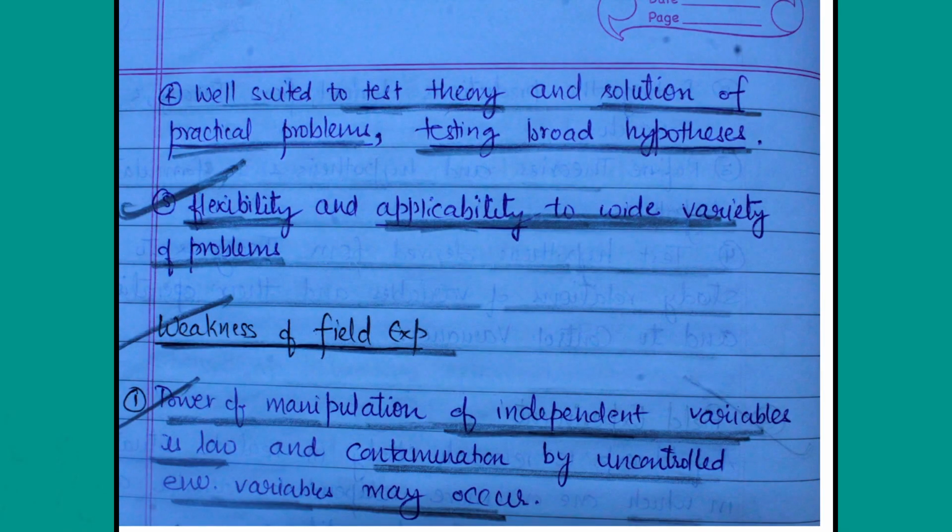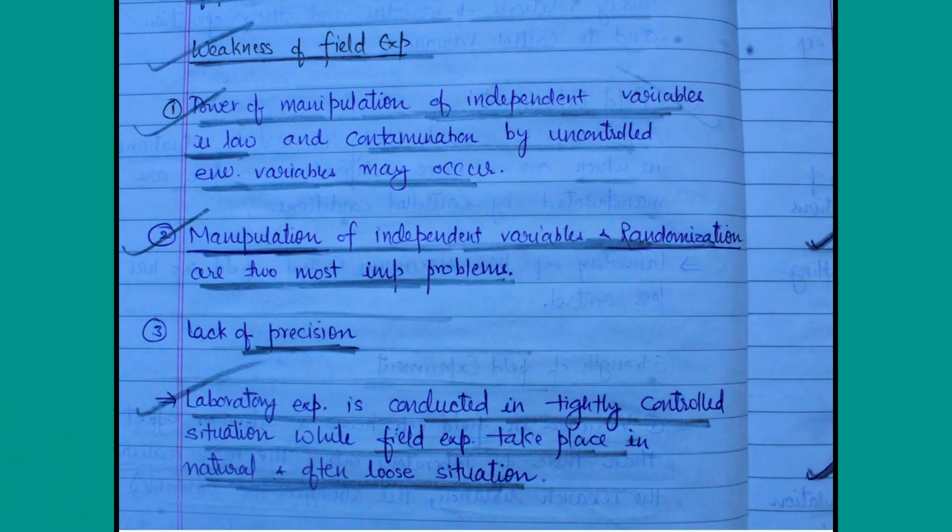Okay, so field experiment is well suited to test theories. It is in the field, so we have good flexibility and applicability. Weaknesses of field experiment: power of manipulation of the independent variable is low, because you are working in the field, you cannot control each and every variable up to 100%. Manipulation of independent variables and randomization are the two most important problems. Obviously, how will you manipulate independent variables in the field, it's very difficult to attain, but still there are good researches being published in research papers. That's why the regression model and the percentage of effect on the dependent variable we calculate by research methodology. So manipulation of independent variables and randomization are two important problems.